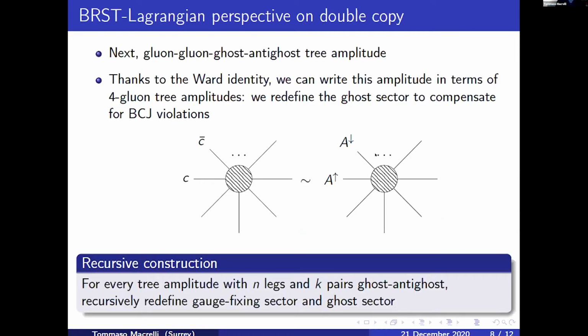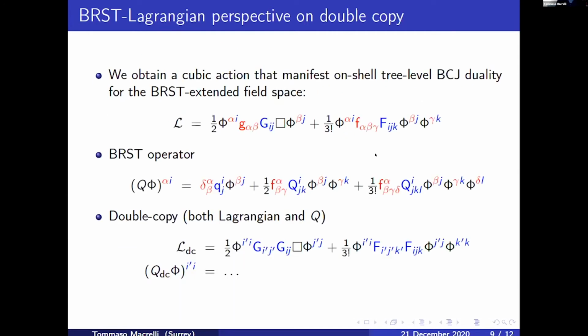Now, let's consider still a 4-point amplitude, but with a pair ghost-anti-ghost. Now, thanks to the Ward identity, we can relate an amplitude with k pairs of ghost-anti-ghost with an amplitude with k-1 pairs of ghost-anti-ghost. In this way, we redefine the ghost sector of the theory to compensate the eventual BCJ violation. And these are the first steps of a recursive construction. So for every tree amplitude with n external legs and k pairs of ghost-anti-ghost, we recursively redefine the gauge fixing sector and ghost sector. And if we proceed in this way, what we obtain is a cubic action that manifests on-shell tree-level BCJ duality for the complete BST extended field space.